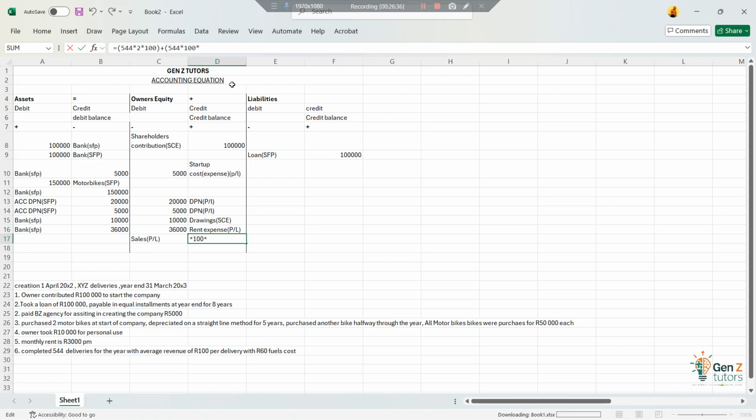And then this time we're going to say half a year, which is multiplied by 6 over 12, apologies on that. You can include brackets just to be safe. 6 over 12, and then that's your revenue for the year. So we end up having 136,000 made for the year.